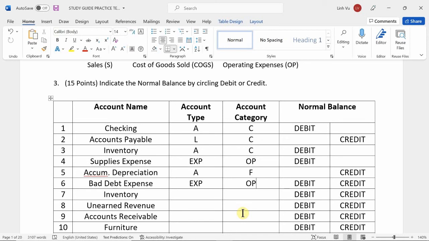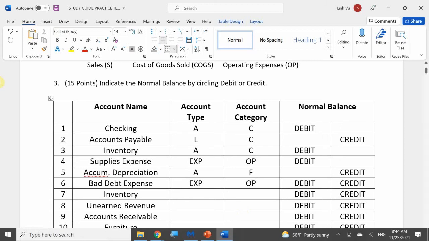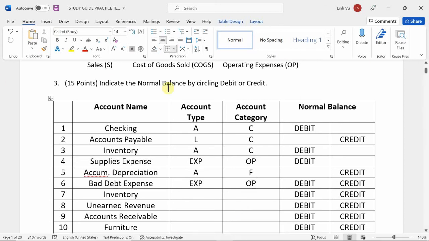Okay. So in this case, yes, that's correct. It's an operating expense. Now, what kind of balance would it normally have? A debit. Yes, it would have a debit balance.